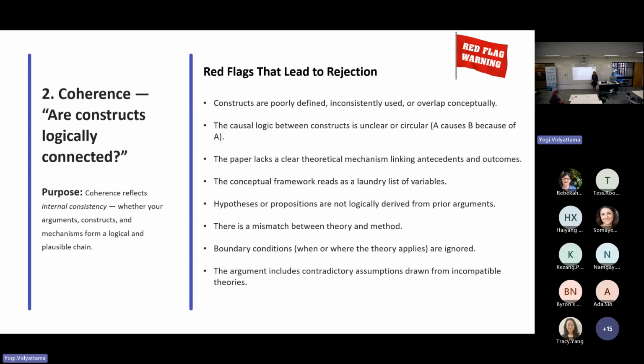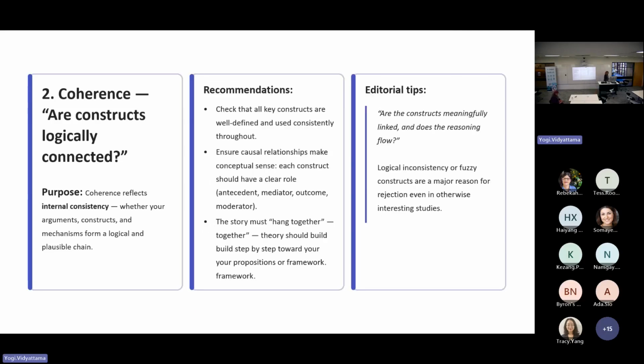That happens, again, a lot, because people are just trying to explain something, forcing the theory in there, while there is no logical connection between the constructs. So what to do instead? Check that all constructs are well-defined and used consistently throughout. And again, if you're using several constructs, make sure that they are well-defined. We see that a lot as well, where you're creating the argument, but you're not defining or explaining your construct till you're halfway through the literature review. You already lost the reader by that time.